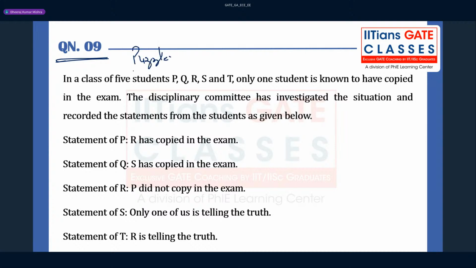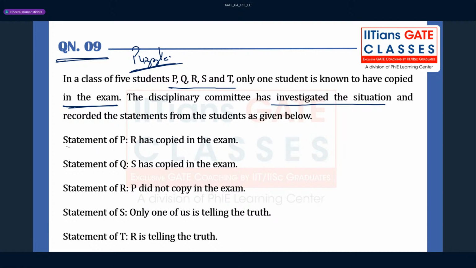And these are the topics that I have covered also, how to solve this kind of question. So in the class of 5 students, you can say PQRST, only one student is known to have copied in the exam. Among 5 students, only one student is there who has copied. No other student has copied, right? Remember, okay? The disciplinary committee has investigated the situation, and they recorded the statements from the students as given below, right?